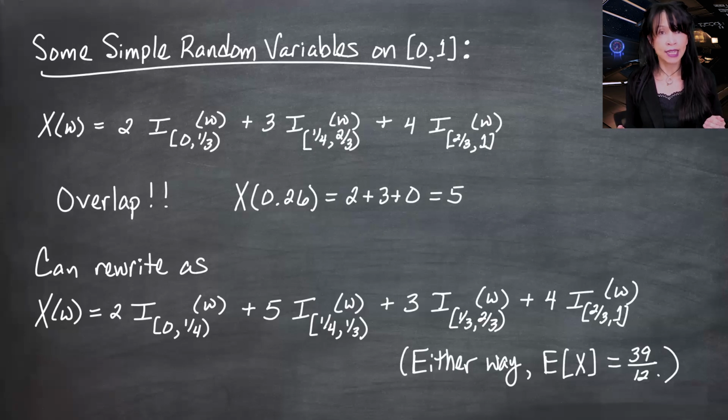But in either case, we're going to get 39/12, whether we represent the random variable this way or with the canonical partition. It doesn't matter. Our expectation for simple random variables is well defined no matter how we write this. But let's just look a little more closely.